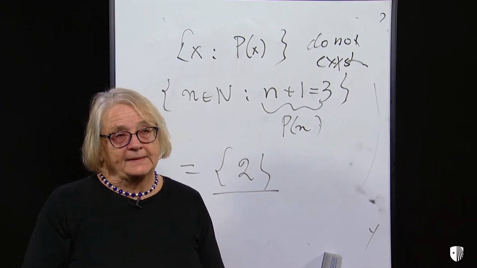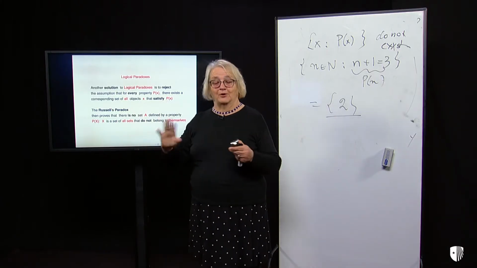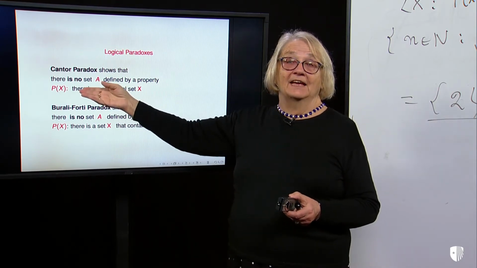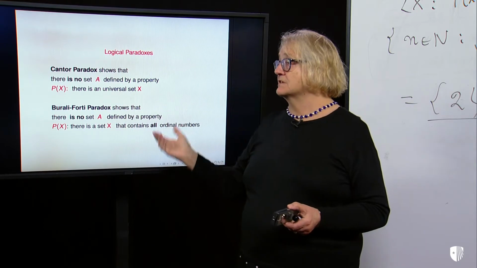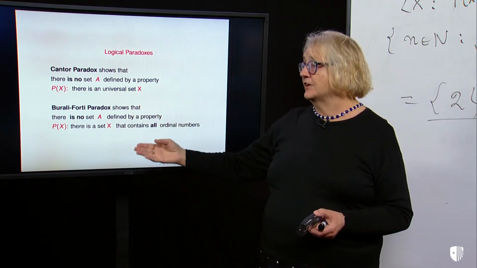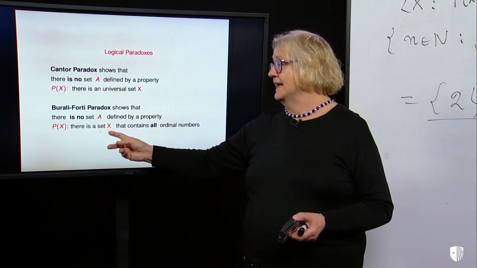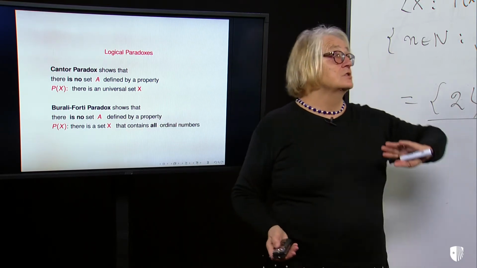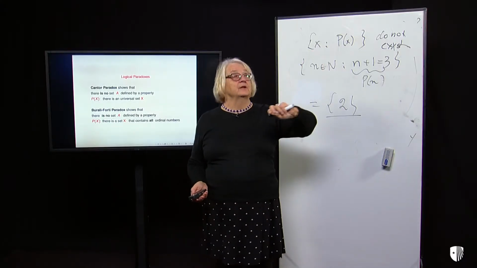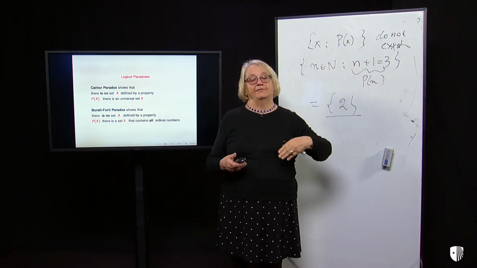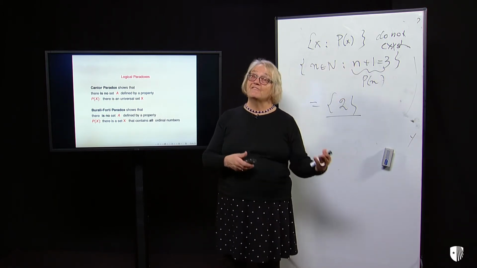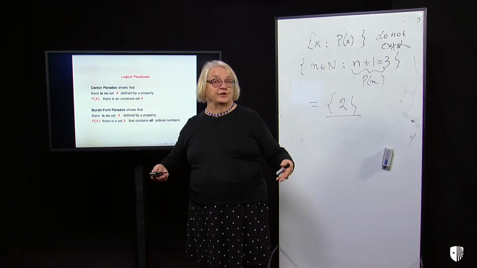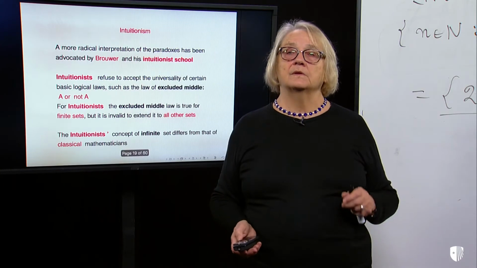And that also led to the development of pieces of logic. So the Cantor paradox shows that there is no set A defined by the property P(x) being a universal set. The Burali-Forti paradox says that for the property P(x), there is no set X that contains all ordinal numbers, and there are plenty of others. So in general, when we write the set of x such that P(x), we have to be very careful and show that the property defines a set, because sometimes it might not define a set within paradox-free mathematics, or set theory in this case.